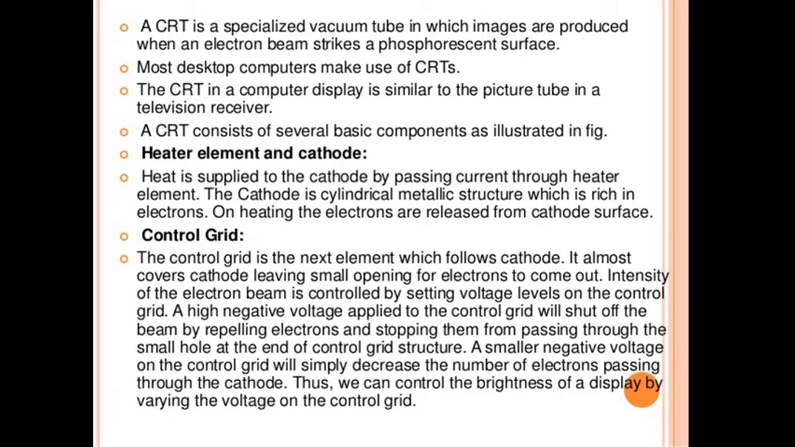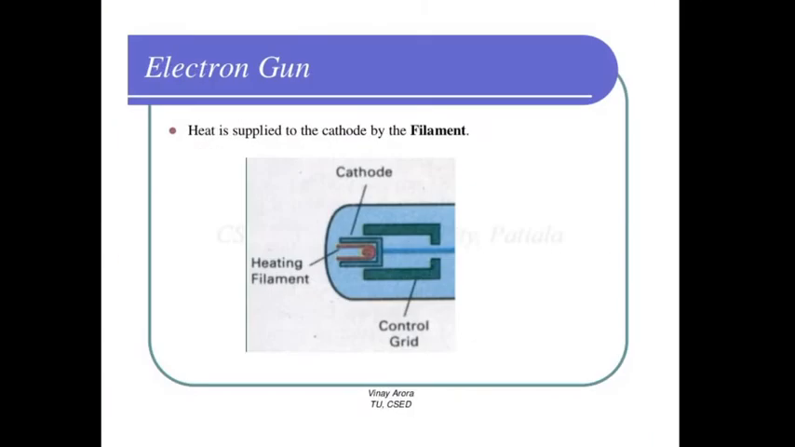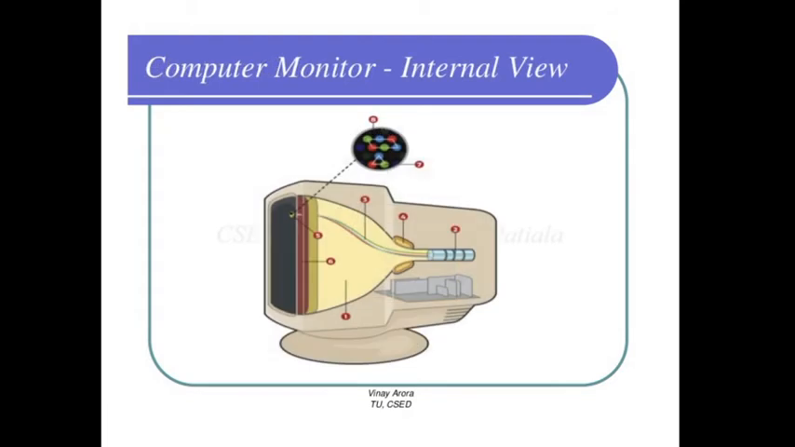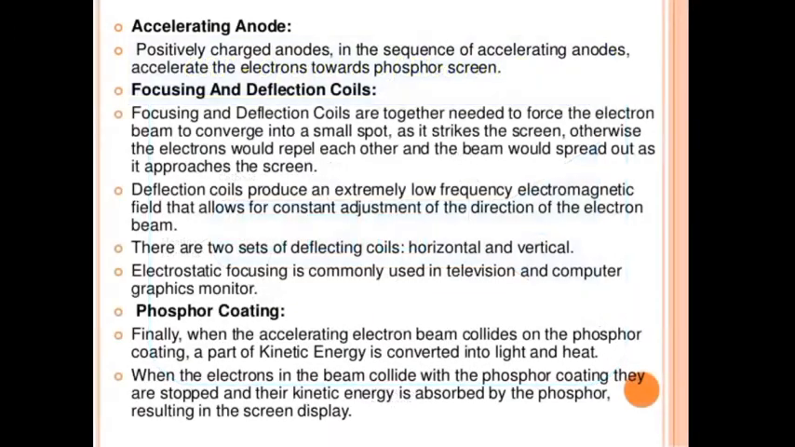A smaller negative voltage on the control grid will decrease the number of electrons passing through. So the control grid fully controls the brightness of the display by varying the voltage on it. This is the internal view of the cathode ray tube. Now, let us discuss the next components.